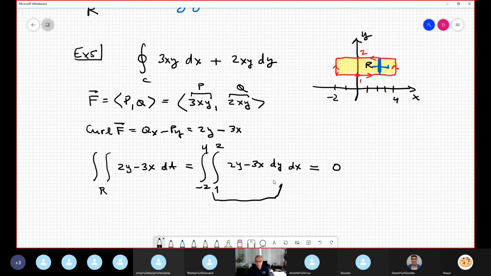The answer again is 0. It's a coincidence in this problem: it is not always that the integral on the closed curve is 0 because the field is conservative. If it is conservative, I guarantee 100% that the integral on a closed curve is 0. But in the opposite direction, the converse, no. Okay. In the 10 minutes that we have, I want to introduce the next topic. Any question, guys? No? Okay.